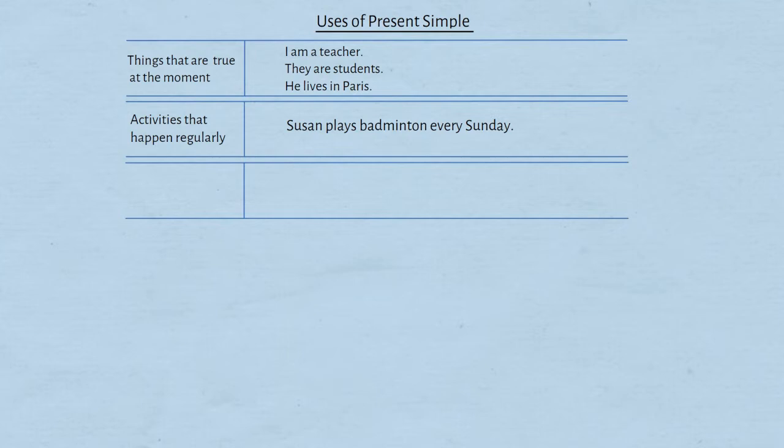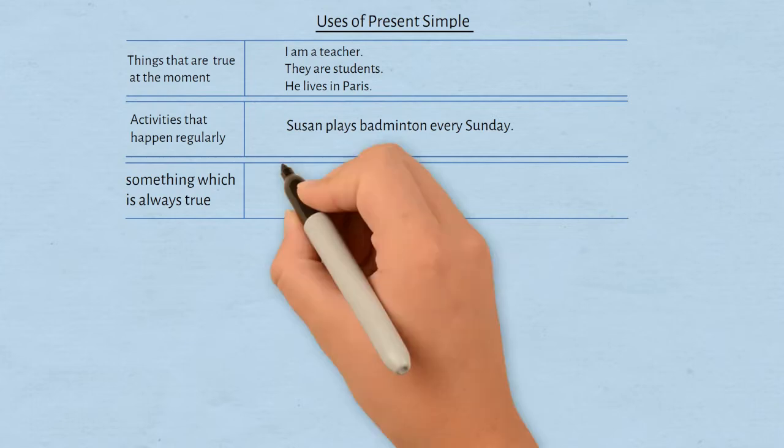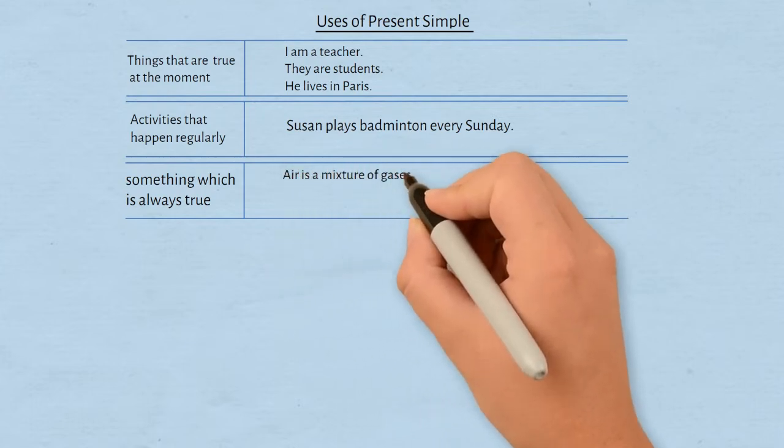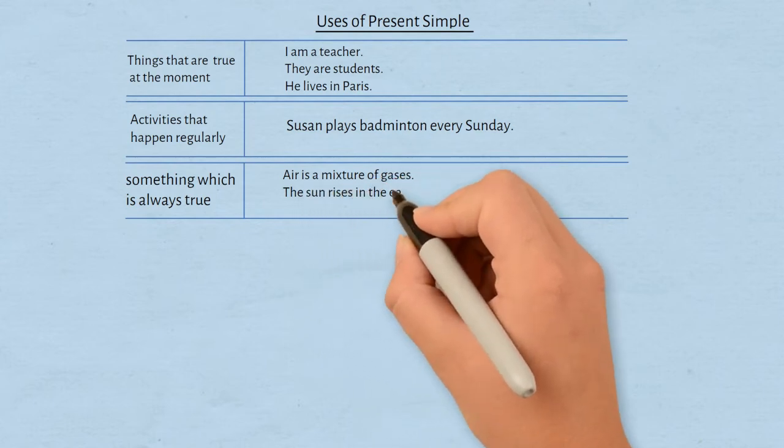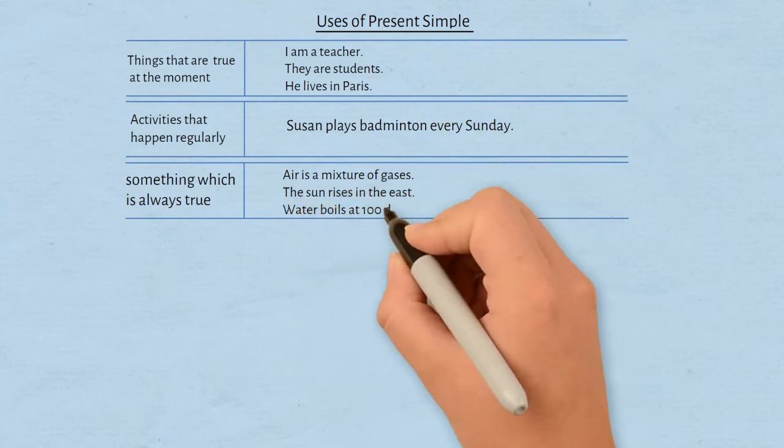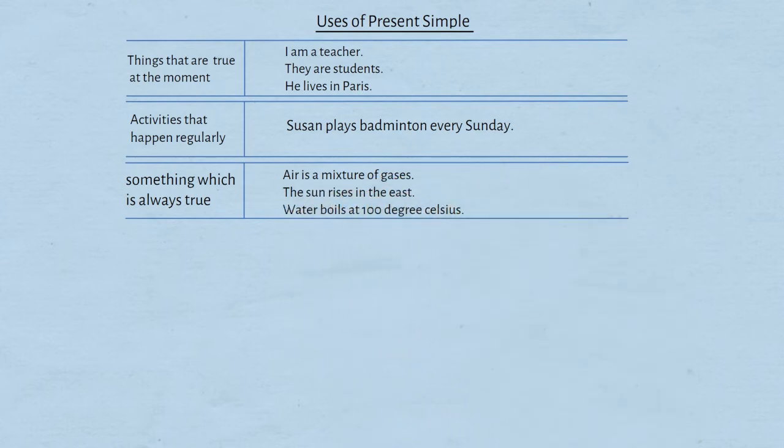We can also use this verb form to talk about something which is always true, or when we talk about the facts. For example, air is a mixture of gases, the sun rises in the east, water boils at 100 degrees Celsius. These sentences represent facts, so we use the simple present tense to talk about them.